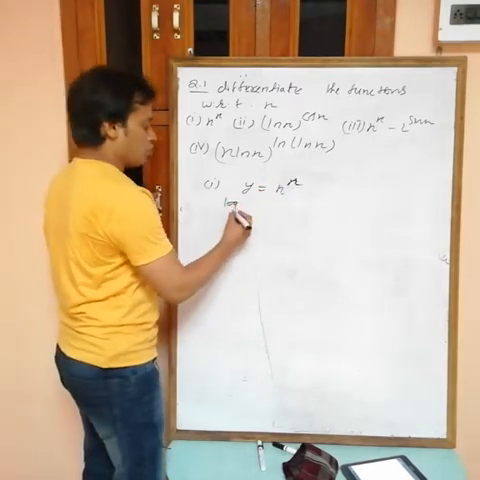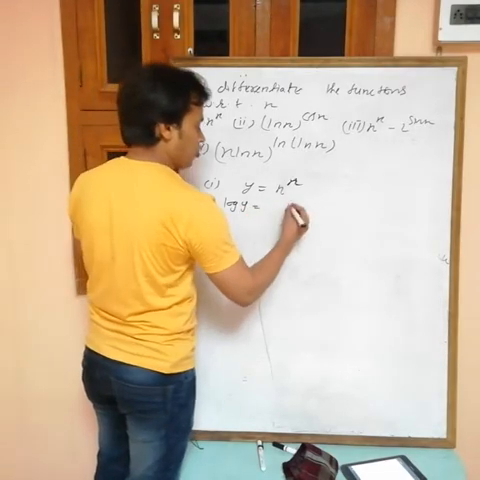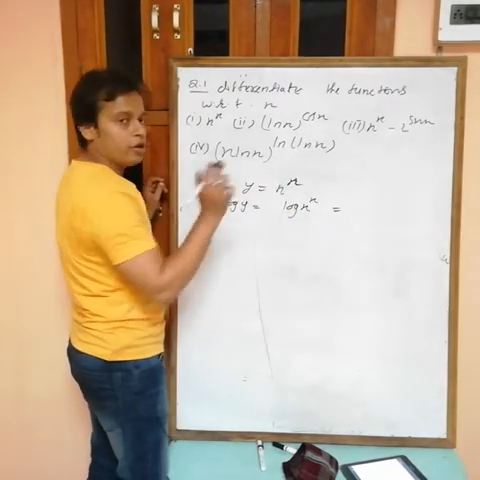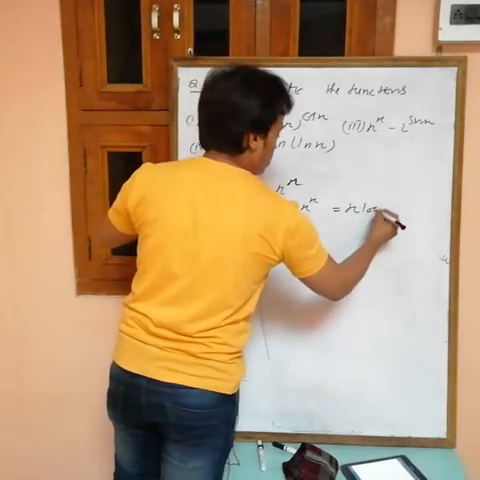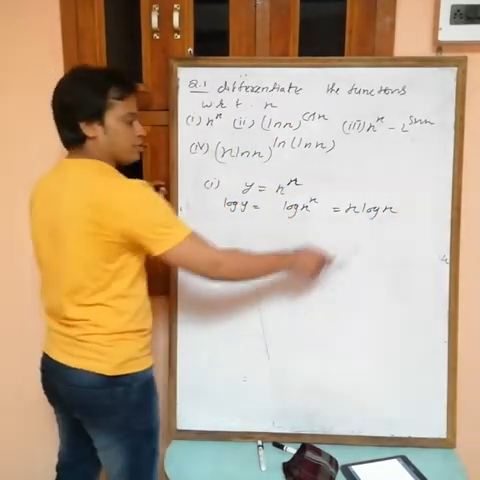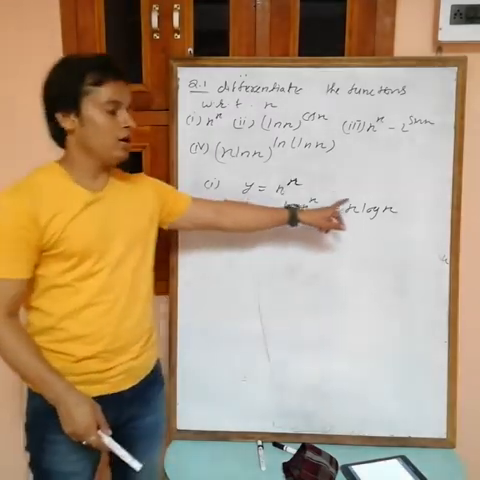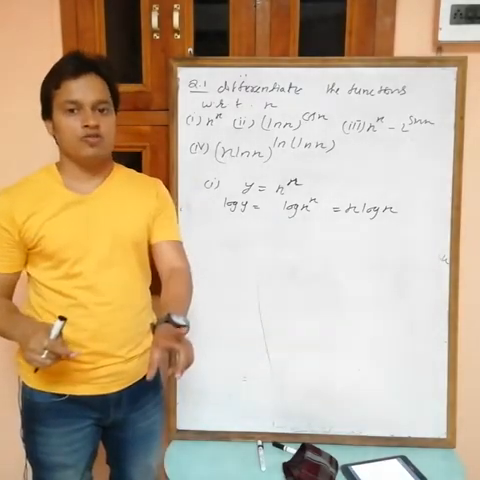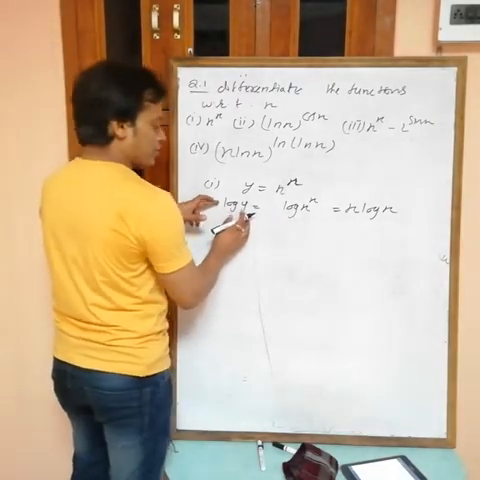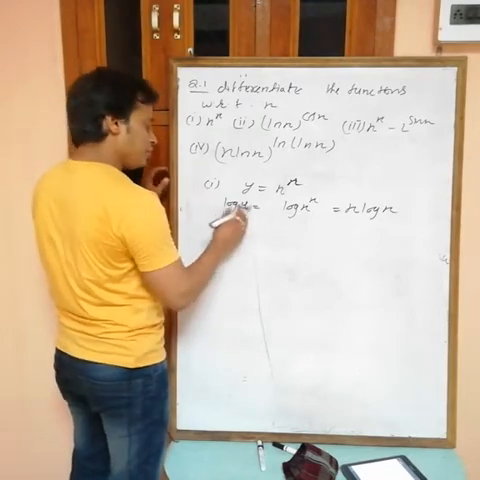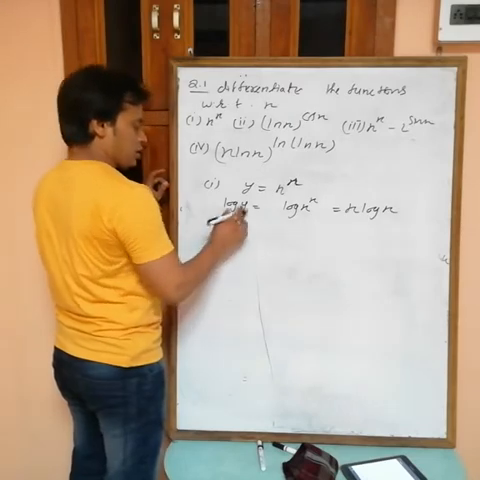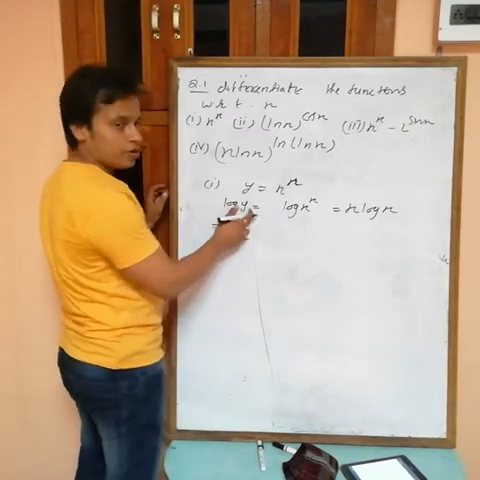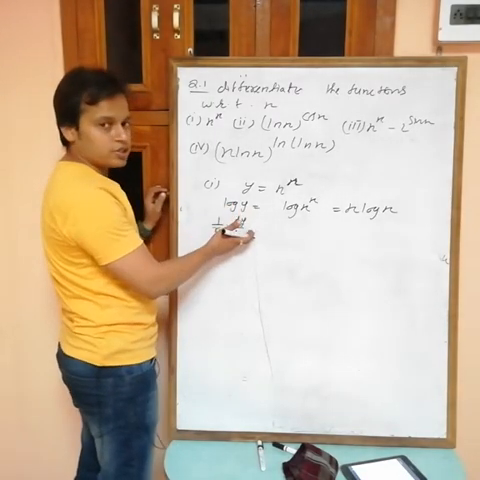So I am taking log y, with base e. If you take log, then what are we getting? Log of x power x, and this power can be written as a product. This is the property of logarithm. So x log x. Now we can differentiate. Differentiation of log y: we know the differentiation of log x, so first considering y as x, the differentiation of log x is 1 by x, and then the differentiation of y is dy by dx.